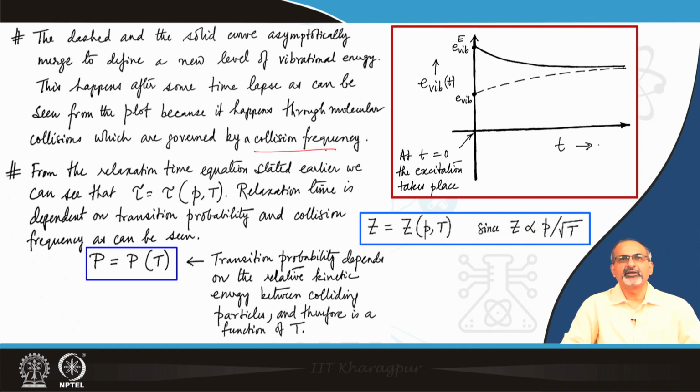We of course mentioned it already, but it is worth recapitulating again, and this is a very, very important concept. We will see that this kind of a relaxation mechanism works for different kinds of flow problems, like in the case of shocks, for example. When we look at flow behind a shock later on, you will find a similar mechanism working there. From the relaxation time equation stated earlier, we can see that the tau is of course a function of both pressure and temperature. Relaxation time is dependent on transition probability and collision frequency, and consequently the functional relationship becomes very clear. Transition probability depends on the relative kinetic energy between the colliding particles, and therefore, it is a function of T alone, while Z is a function of both P and T.